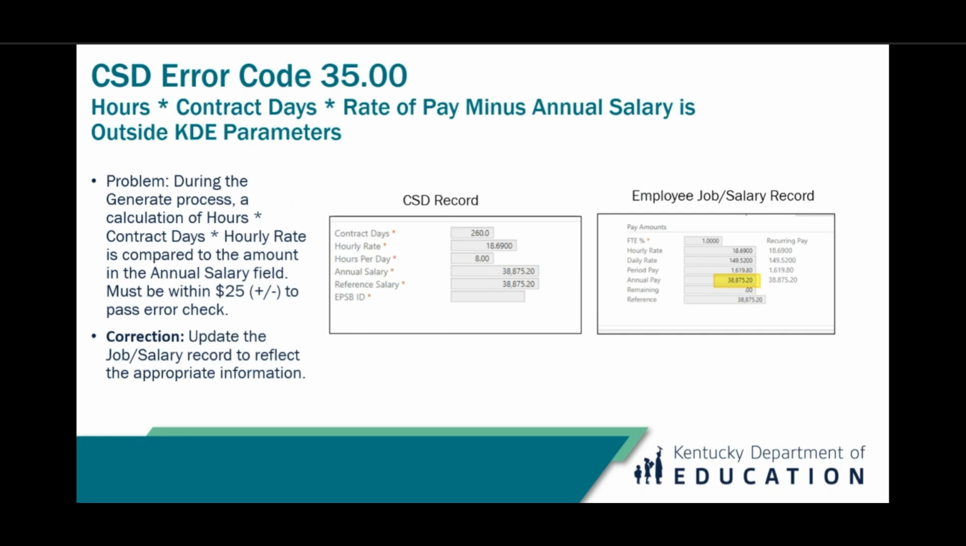And as you can see, the example that we have, it's hours times the contract days times the hourly rate gives us 38,875.20. The annual salary is also 38,875.20, which brings us to 0. So we're not out.